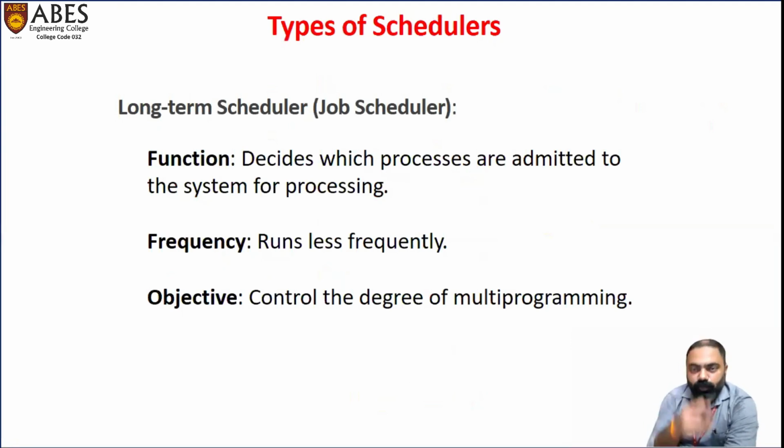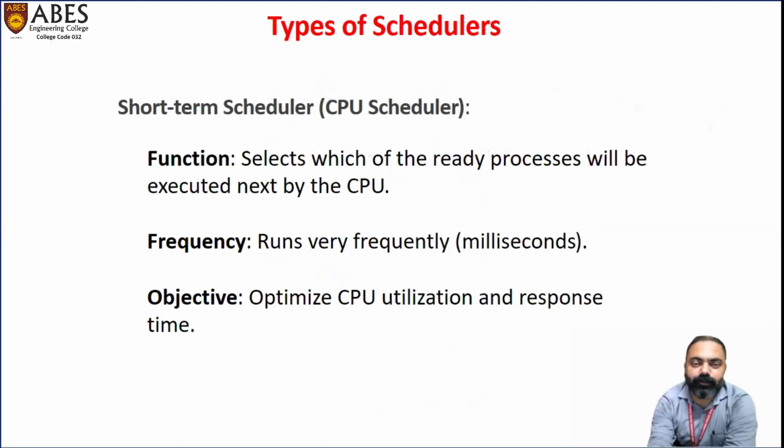Again, the long-term scheduler, as discussed, decides which processes are admitted to the system for processing. Frequency is very low, and the objective of LTS is to control the degree of multiprogramming. Short-term scheduler frequency is very fast, because ready to running, running to ready. It selects which of the ready processes will be executed next by the CPU. The objective of STS is to optimize CPU utilization and response time.